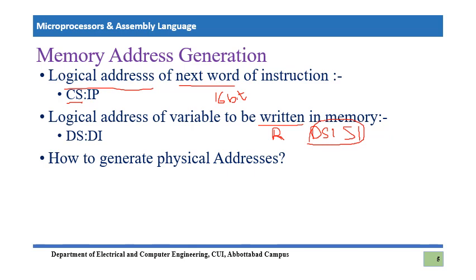Okay, these are just logical addresses. The point is still our main question: how to generate the physical addresses? Because whatever we have discussed in these two points are still logical addresses of the corresponding items, but we are interested here in how to generate the original physical address. So let's proceed to that aspect.